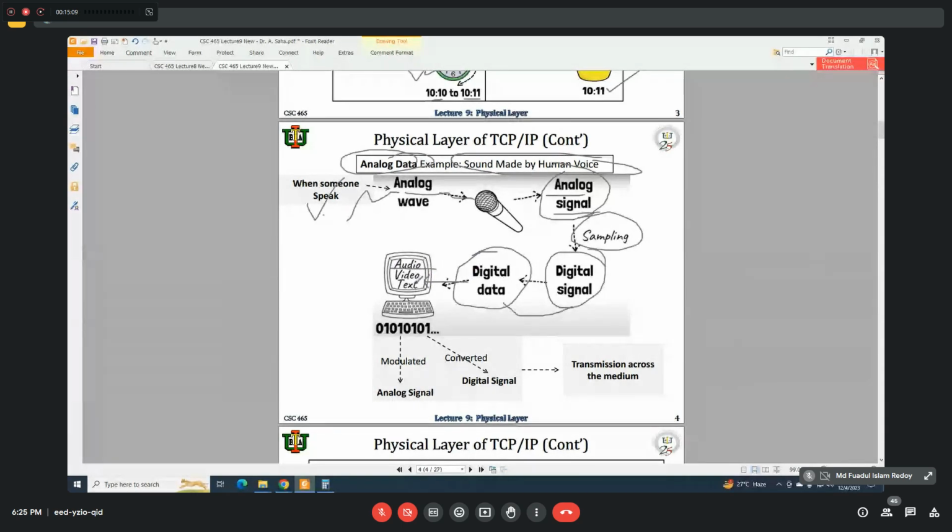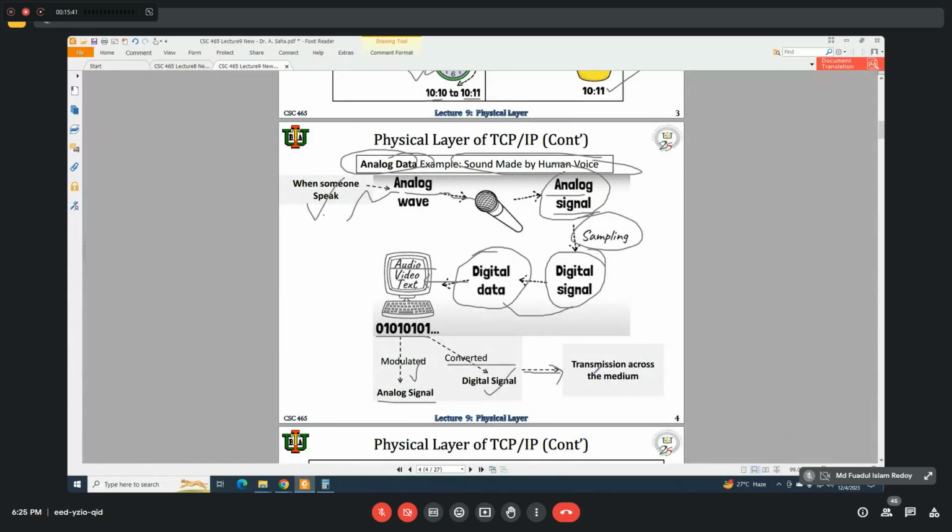Okay, so the audio, video, text, all the information can be stored in the computer with the combination of 0 and 1. So the digital data is going to be a combination of 0 and 1. The data you're having can be modulated or converted to the analog signal, as well as to the digital signal. Then, based on the medium, it is going to be transmitted. Okay, so this is an example of analog data.